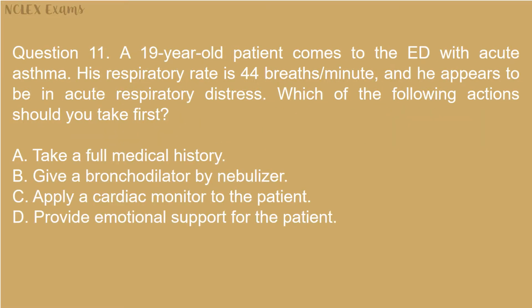Question 11. A 19-year-old patient comes to the ED with acute asthma. His respiratory rate is 44 breaths a minute, and he appears to be in acute respiratory distress. Which of the following actions should you take first?